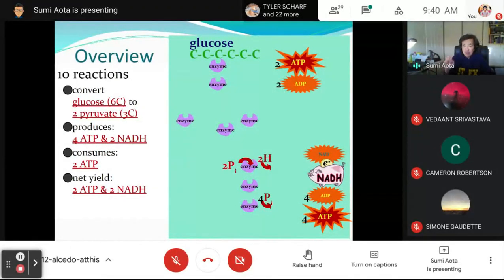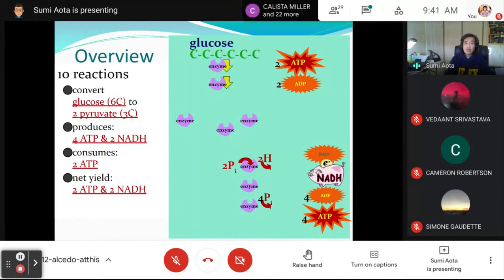Glycolysis consists of 10 chemical reactions that are going to convert a 6-carbon glucose, which you see up here, to 2 pyruvates, which are 3-carbon, which will be down here. In the process, it produces 4 ATP and 2 NADHs, those electron carriers we talked about. It consumes 2 ATP, therefore we get a net yield of 2 ATPs and 2 NADHs.